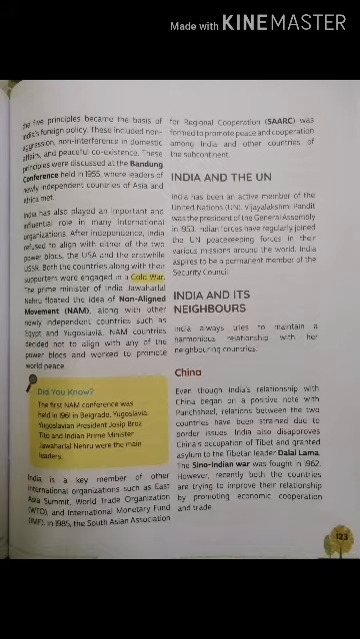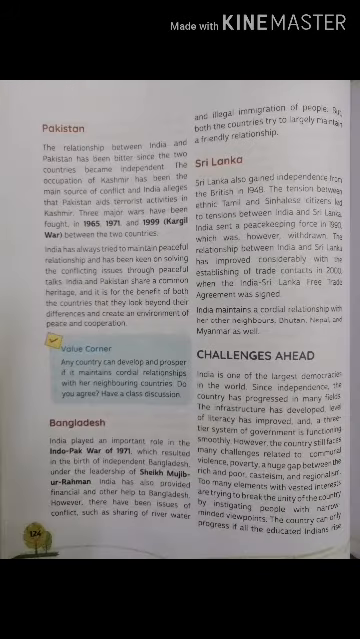Next comes Pakistan. The relationship between India and Pakistan has been strained since the two countries became independent. Things were not clear when the two countries got divided. The occupation of Kashmir has been the main source of conflict, and India alleges that Pakistan aids terrorist activities in Kashmir. Means India states that Pakistan always keeps sending terrorists so as to capture Kashmir.